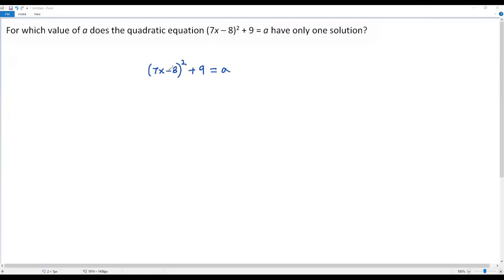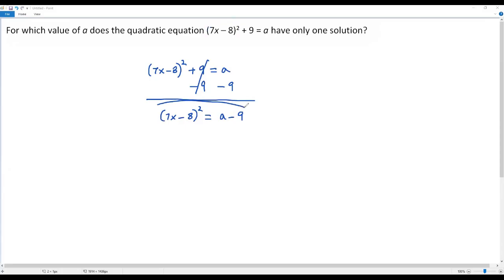In our first step, we have to isolate the squared term. For that, we have to get rid of this positive 9. Let me subtract 9 from both sides of this equation. Then the positive 9 and negative 9 will cancel out. I am getting (7x − 8)² = a − 9. Here we have isolated the squared term.